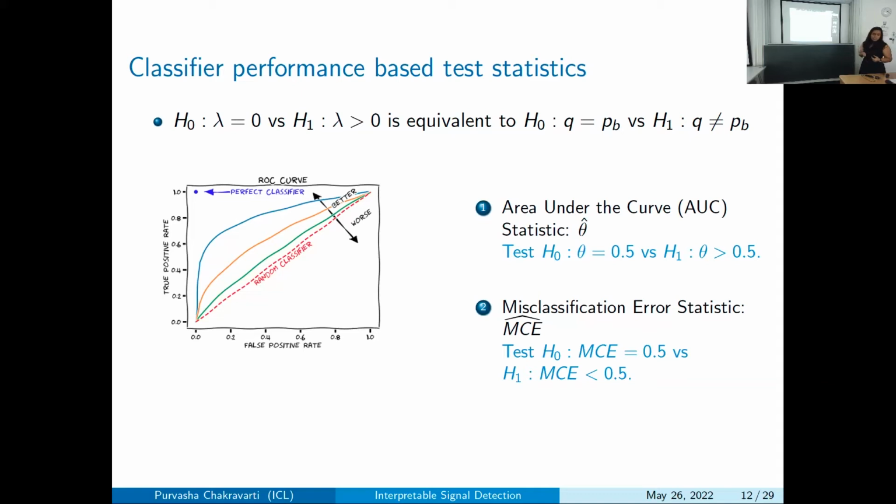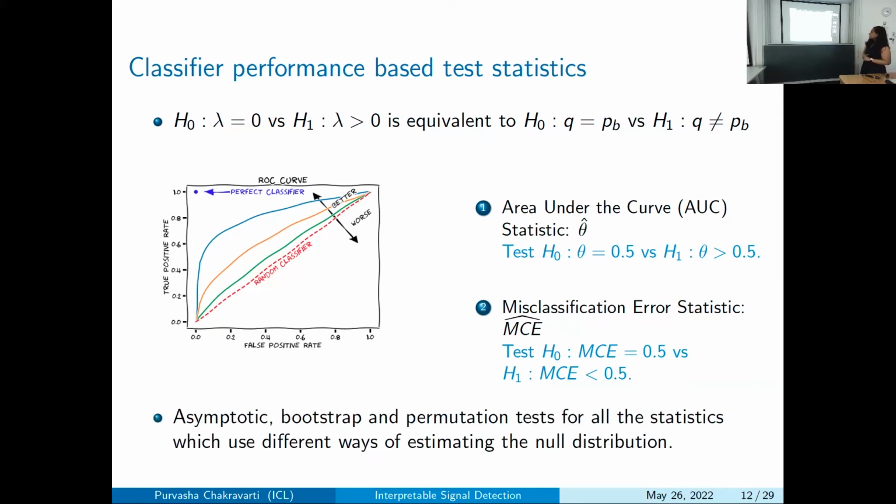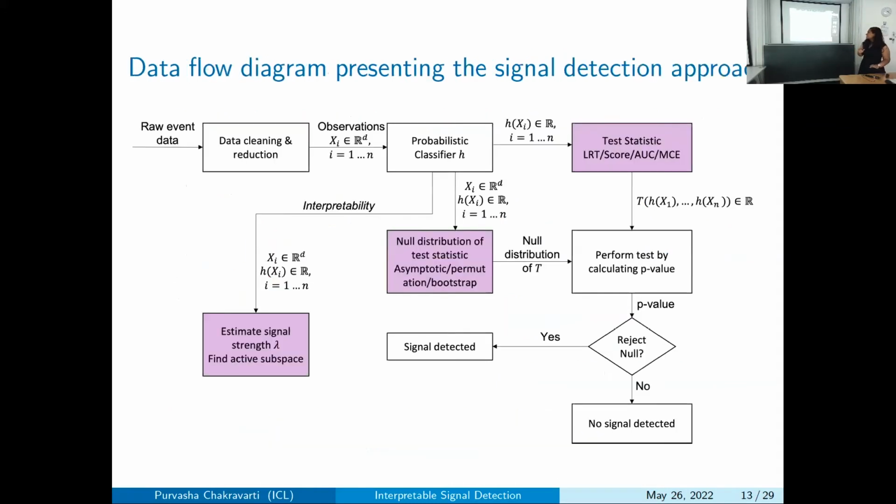So we also propose these two other test statistics that we can use to measure how different these two samples are. And we have asymptotic, bootstrap, and permutation methods to find basically the null distribution of all three of these test statistics. So I'll quickly go over a flow chart of how the thing works. First, on the leftmost corner, you have the raw event data, and then it goes through this data cleaning and reduction process. That part is done by physicists, and then they give us these observations.